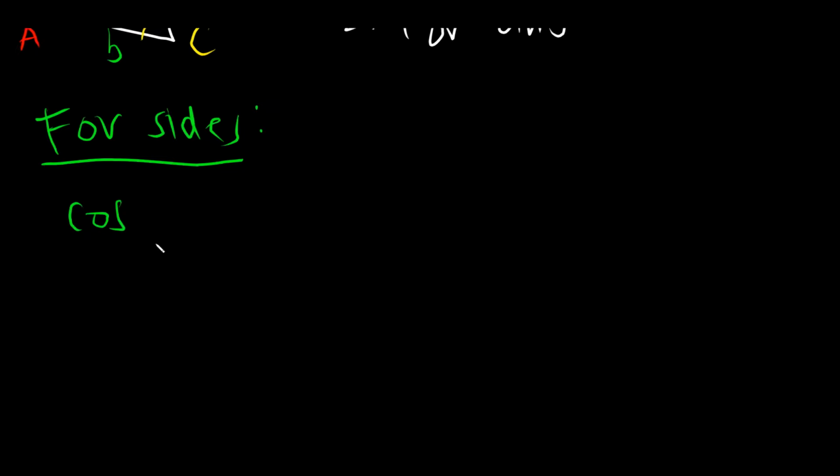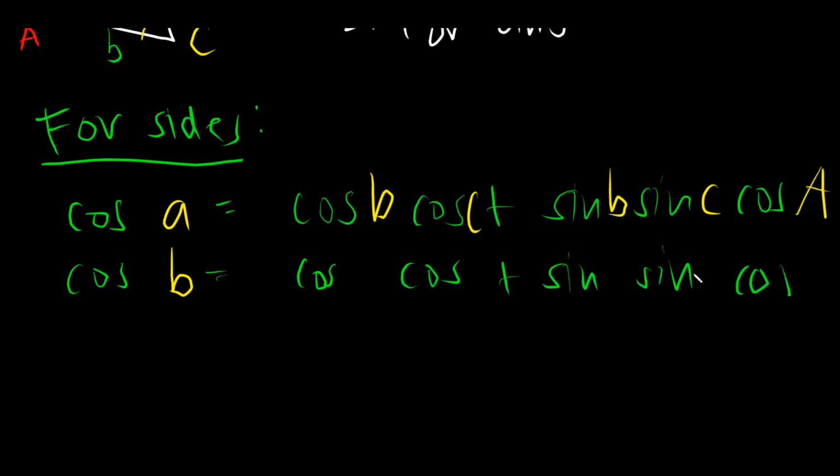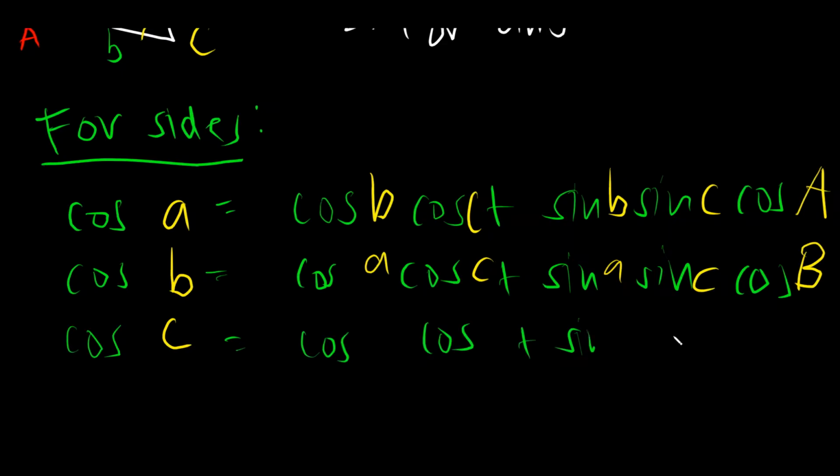If you take the cosine of something, it is equal to cos plus sin cos. Let's say we take the cosine of A. Here, it is cos of side A, and it has the opposite angle, so the others are B and C. Again, the same: cos of B is equal to cos plus sin cos. Since we take cos of B, the opposite angle is B, so the others are A and C. Last, cos C is equal to cos plus sin cos. Since it is side C, the opposite angle is C, so the others are A and B.